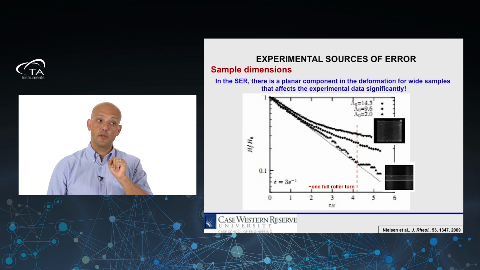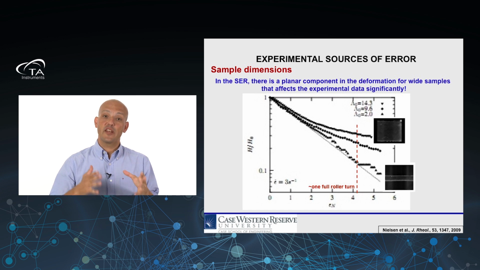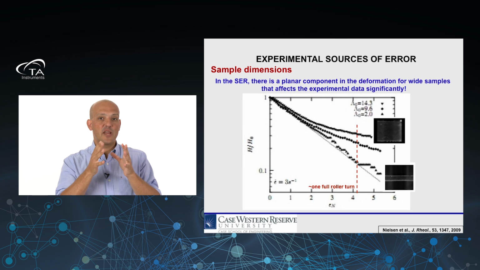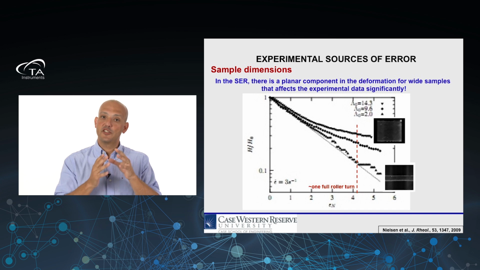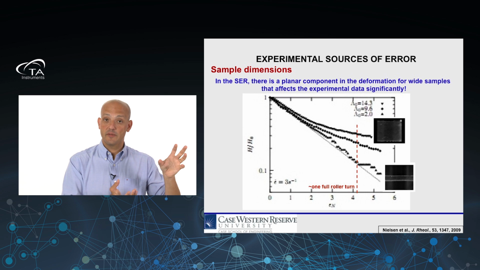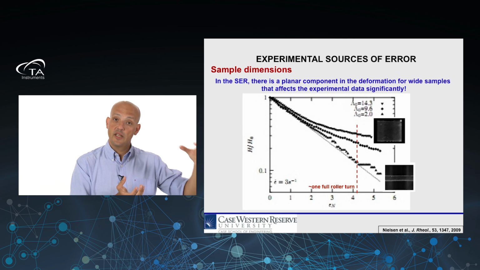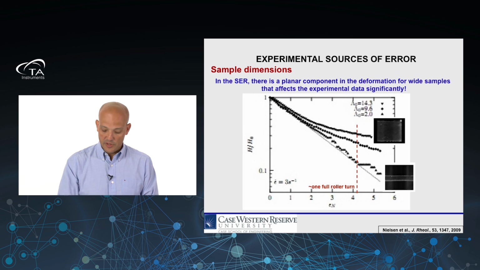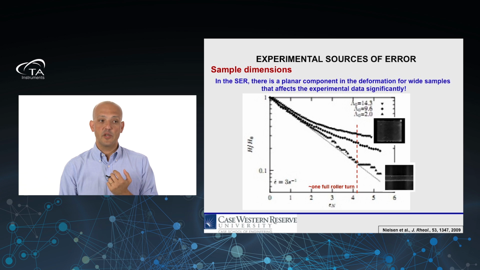But for the thicker samples, you have a much earlier deviation and a huge deviation from uniaxial extensional flow. So you may think you have uniaxial extensional flow, when in reality you do not. You have a very strong planar component. So somewhere in the middle, there's a sweet spot where your sample does not sag too much, but it's not so wide as to have a significant planar component in the deformation. So these are issues that can be addressed, but the operator needs to be aware of them.